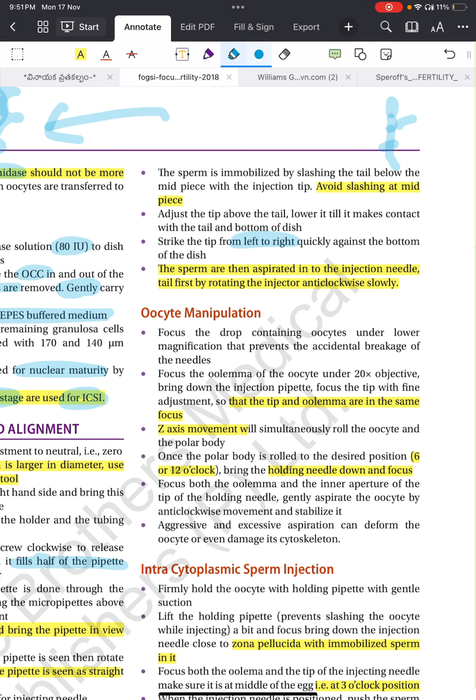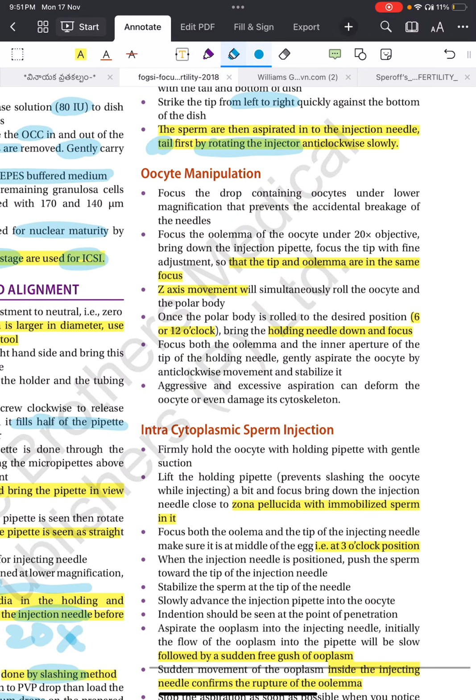If you strike from left to right, the sperm is then aspirated into the injection needle. The tail will enter first, and if you rotate anti-clockwise, the sperm easily enters into the injection needle. Now, oocyte manipulation.